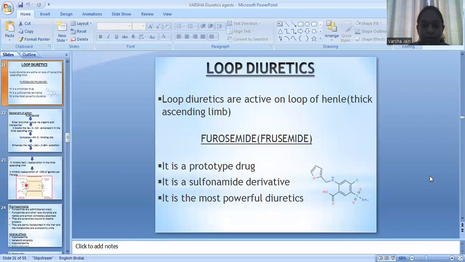Loop diuretics are active in the loop of Henle, which is the thick ascending limb. The example for the loop diuretics is furosemide. Furosemide is a prototype drug, a sulfonamide derivative, and it is the most powerful diuretic.